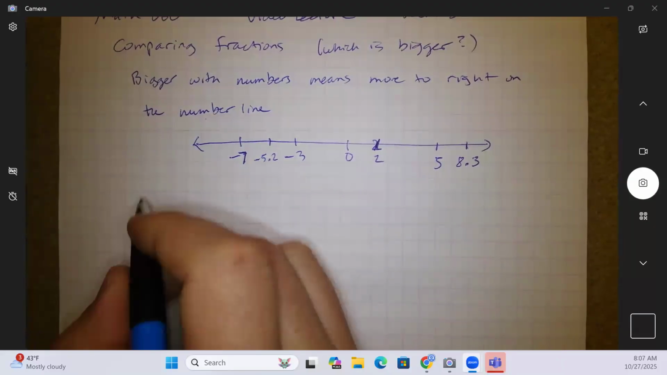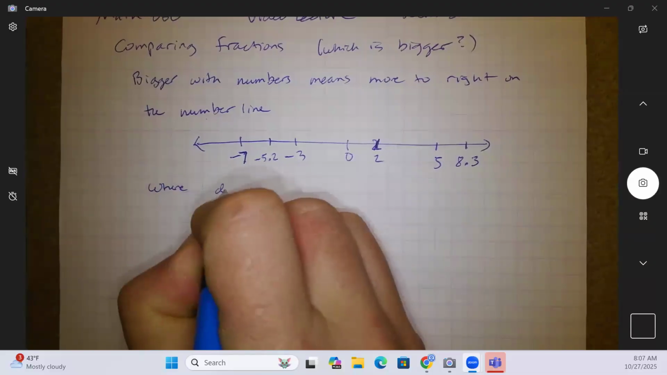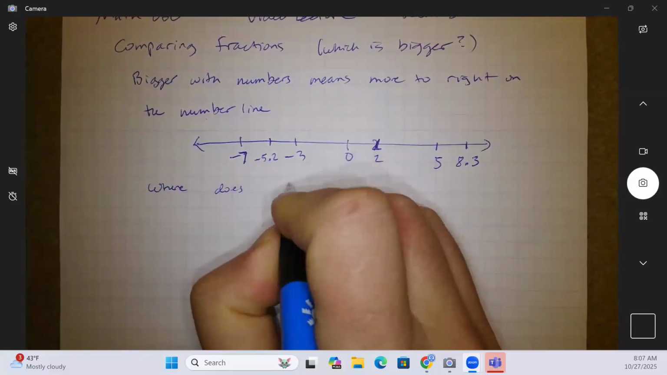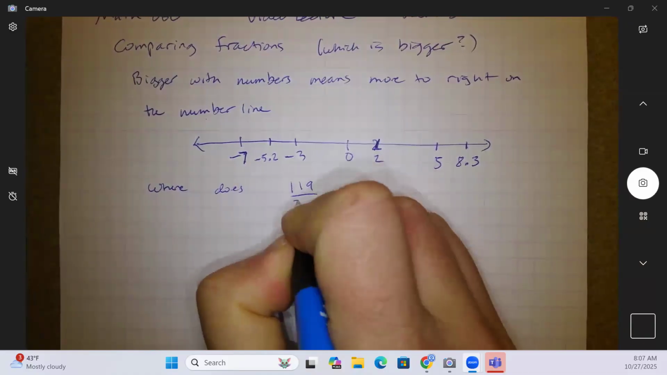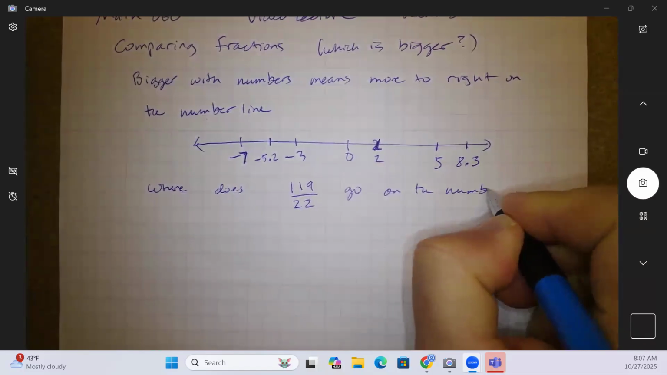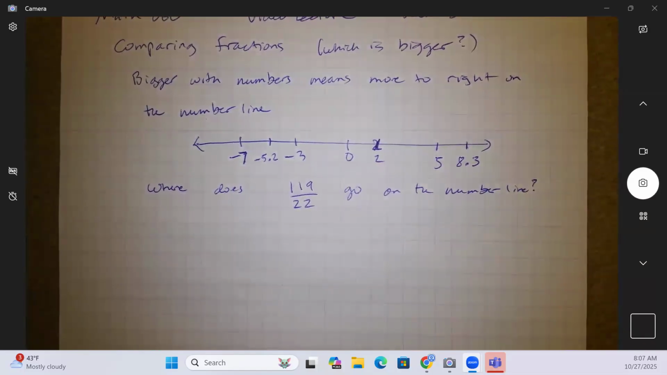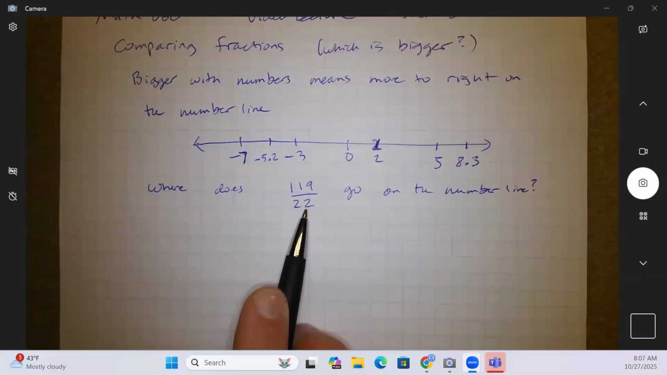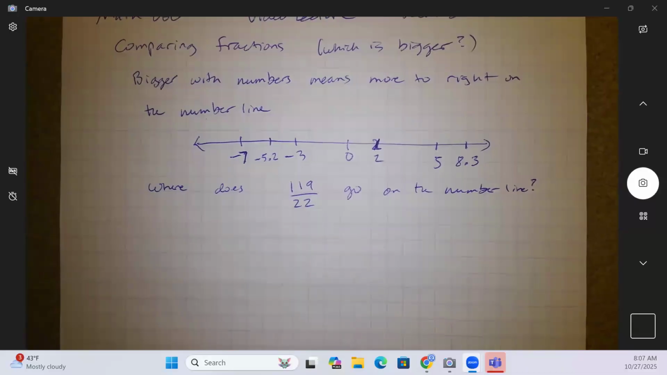The challenge comes from fractions. Where does 119 over 22 go on the number line? Now you can figure that out through long division, which I never learned. I do my long division a little differently, but I've never divided 22 into 119. What I do is I puzzle my way through it. I'm just going to show you.